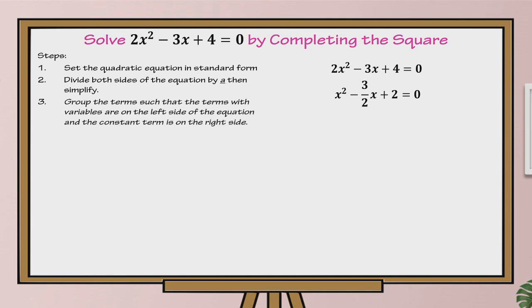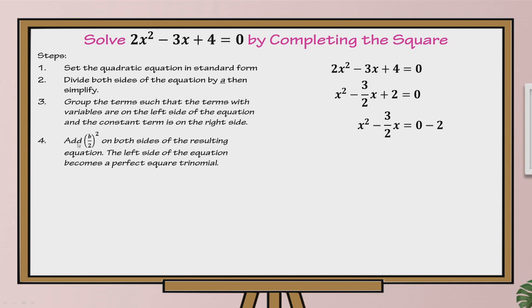Then the third one is to separate the constant term with those with the variables x. So the resulting equation is x squared minus 3 over 2x equals 0 minus 2. So we just transferred positive 2 to the other side. And then this time, we are going to add b over 2 squared. So medyo complicated to kasi fraction yung b natin. So here's what you're going to do.